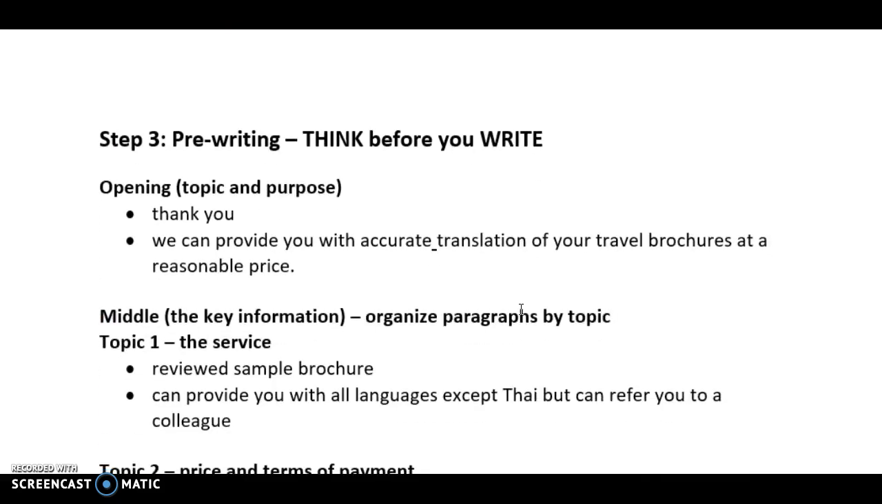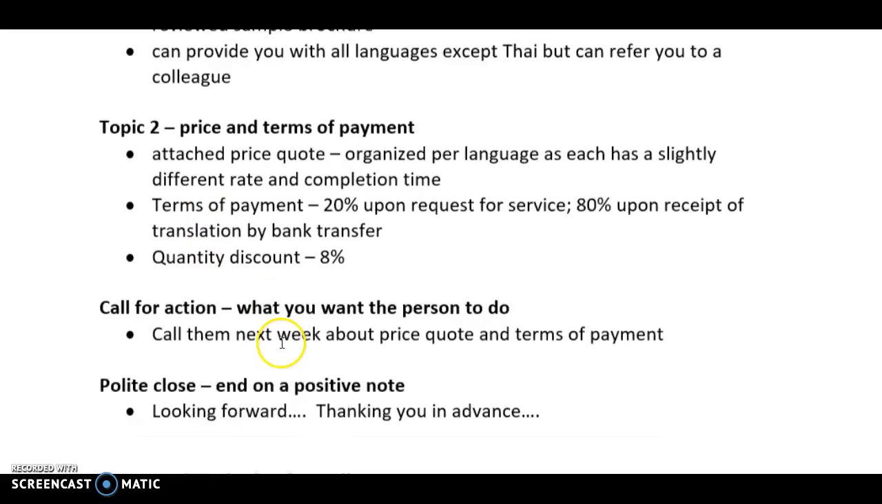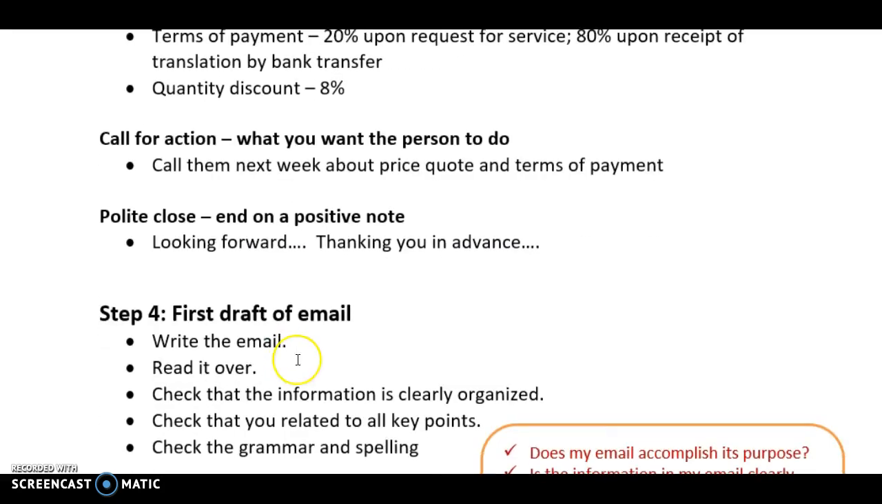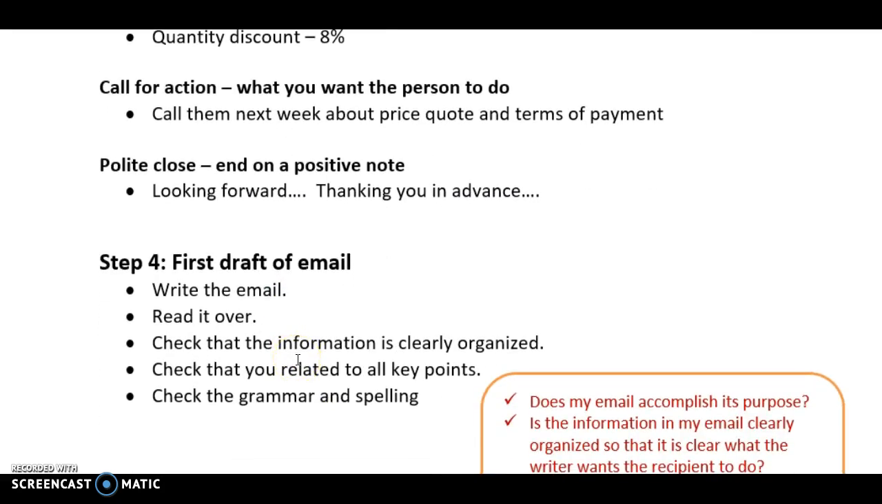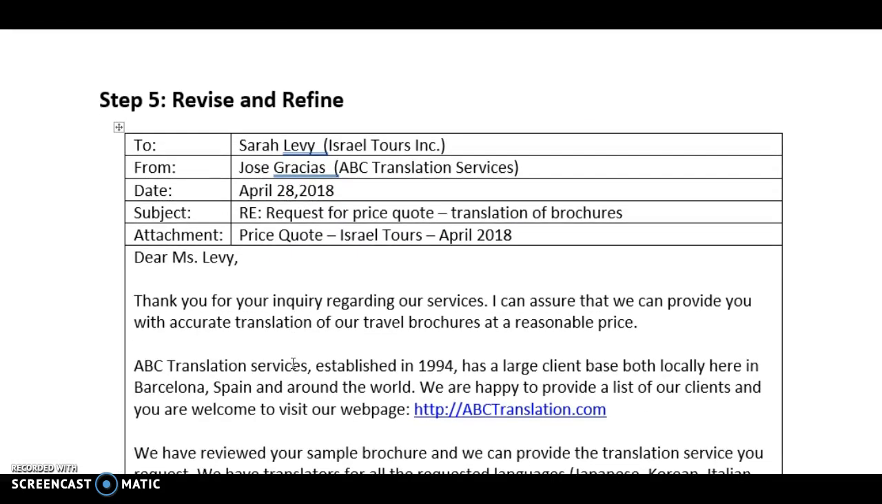Take notes. Write down what you need to include in an organized way using the opening, the middle, call for action, polite close. Work on that first draft. That may take some time. Read it over, check, and then revise and refine. Go over it again. As you can see, there's always something we can make better. Sometimes we forget a word, or sometimes we want something that's a little bit clearer. So now it's your turn to go over and organize your writing, and I hope this has helped you.